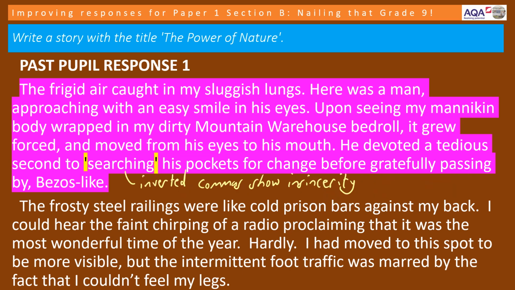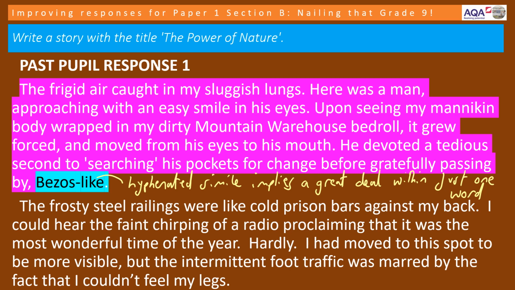I also like the inverted commas around searching, thus creating a cynical tone. Note that we've lost the colon from the original paragraph, and so this helps to tick the box for more varied punctuation. That said, I would prefer to see at least a colon or a semicolon within the first two paragraphs.